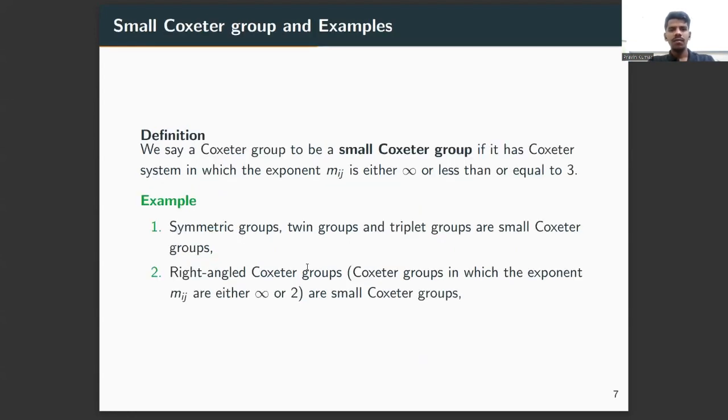For terminological convenience, we say a Coxeter group is a small Coxeter group if it has a Coxeter system in which the exponent m_ij is either infinity or less than or equal to 3. Quick examples are symmetric groups and their canonical extensions. Twin groups and triplet groups are small Coxeter groups. There is another family of Coxeter groups called right-angled Coxeter groups. These are the Coxeter groups in which the exponent is either infinity or 2. They are also an example of small Coxeter groups.